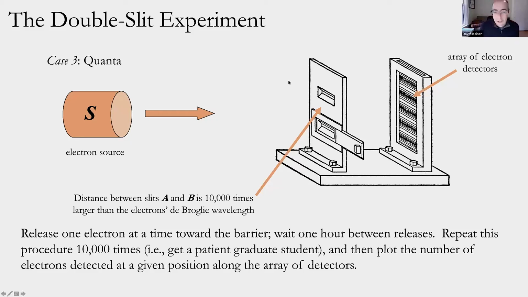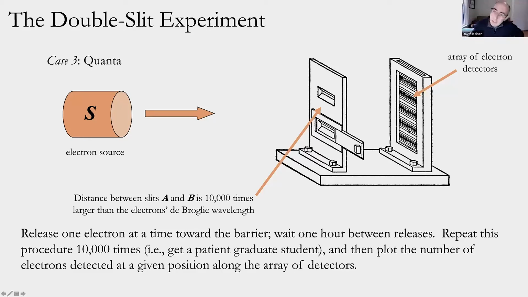We also can arrange things so that the distance between the two slits, the distance little d, is say 10,000 times larger than the characteristic waviness scale, the de Broglie wavelength of those electrons. So the electron, if it's anywhere near this slit, should be 10,000 sort of electron distances away from that slit and vice versa. It should have a kind of localized behavior as it encounters the slits.